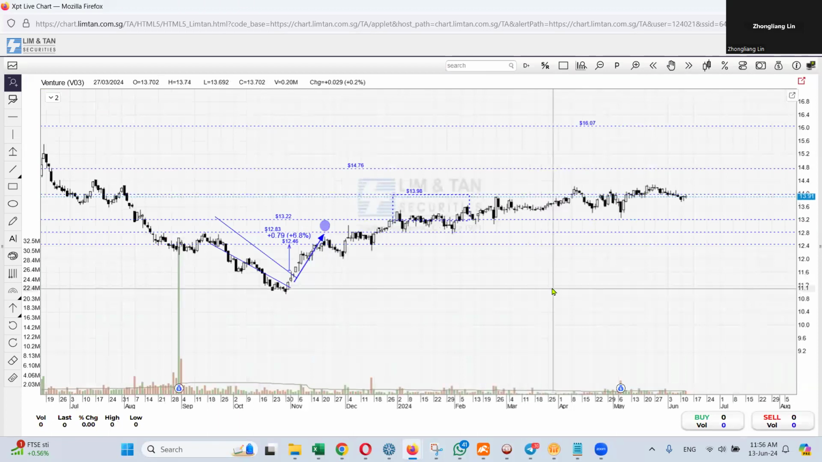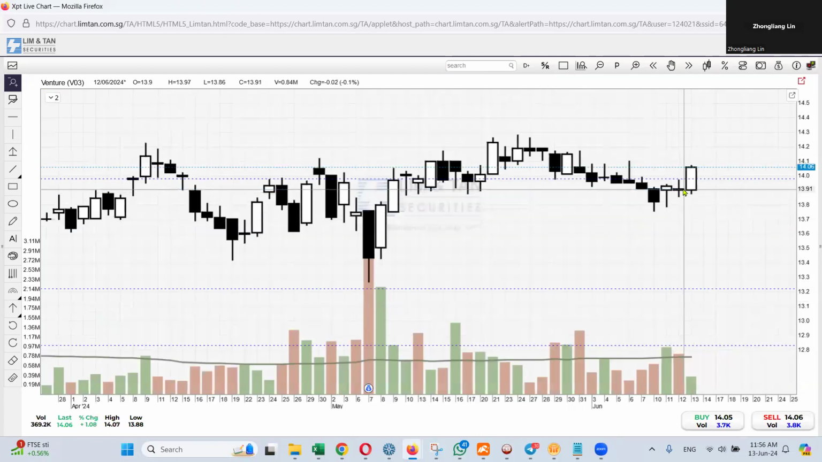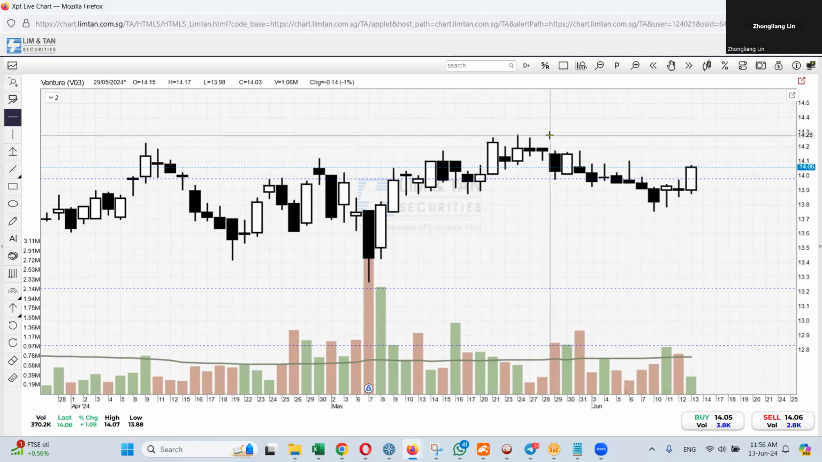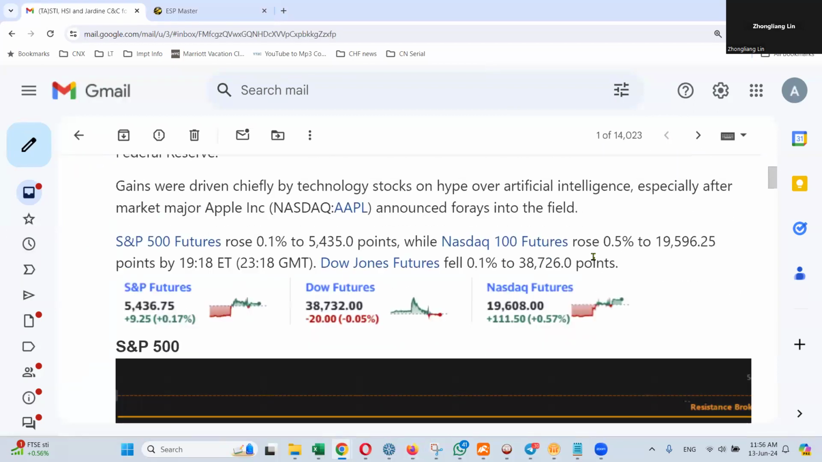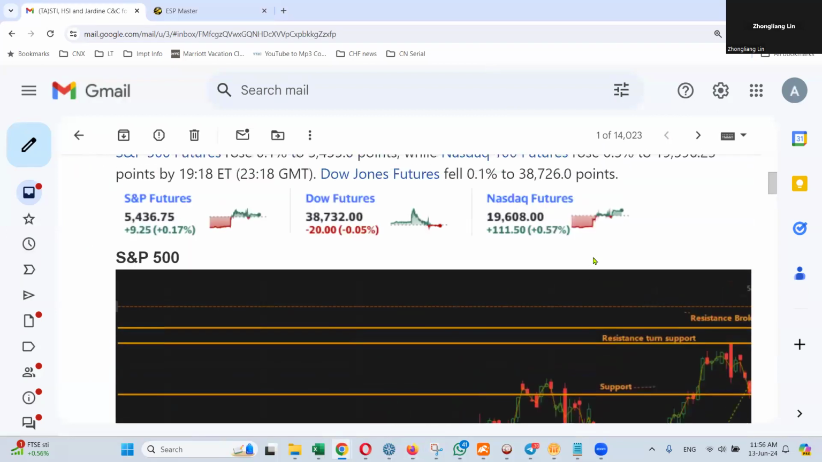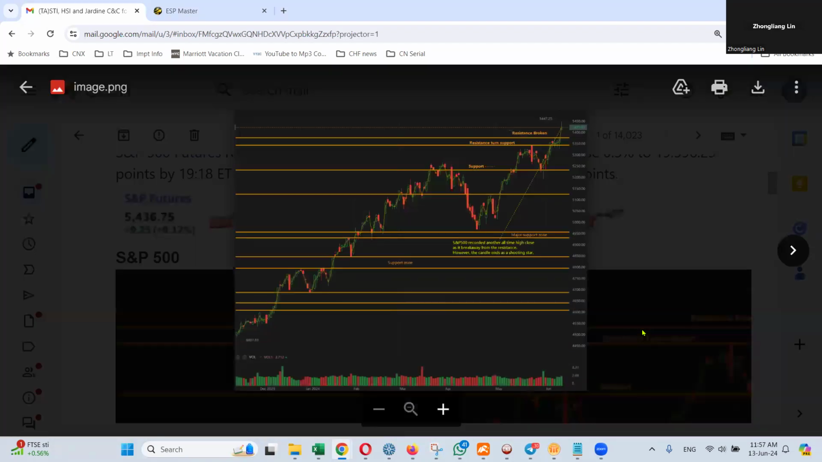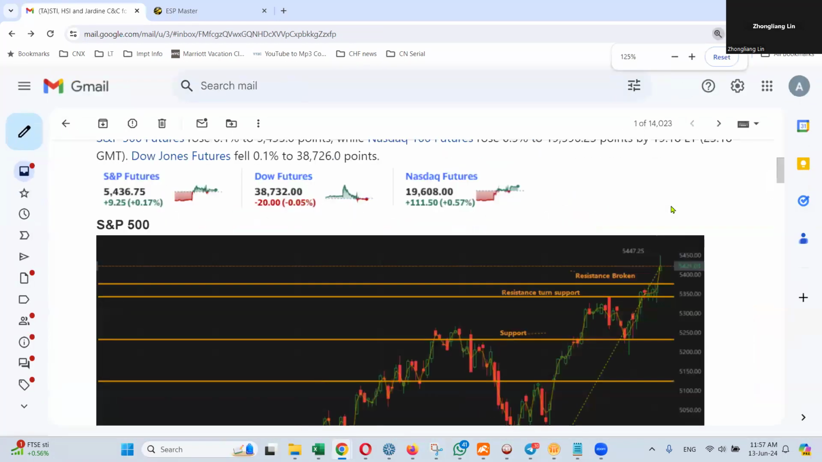Okay. So Venture, yes. For those who are in position, let's see whether Venture can close at a high and then go back up to 1428 resistance. Then next is S&P 500 again. Oh, what happened? Oh, sorry, because I'm zoomed in. That's why the chart is cut off. Okay, so now let's zoom out. You can see S&P 500 broke up.